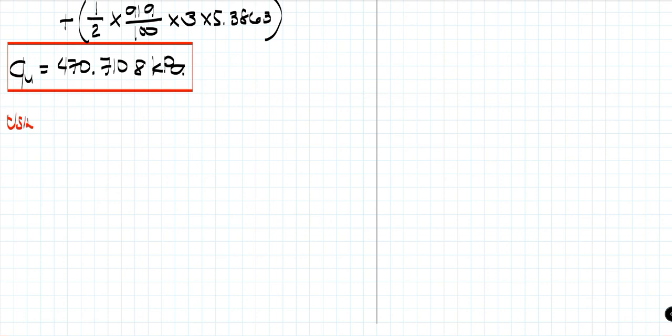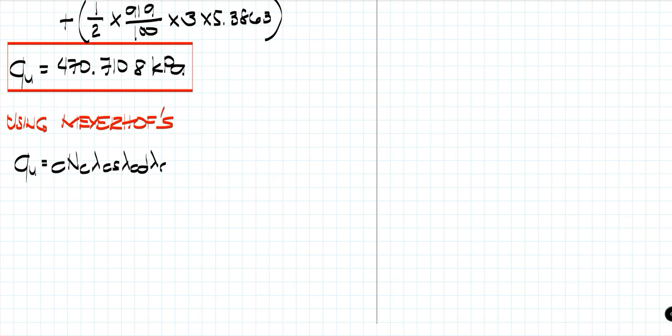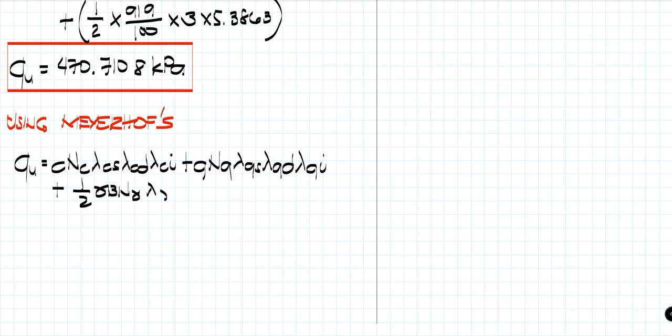So, for our Meyerhof's equation, so using Meyerhof's, so we have here the equation of Meyerhof's will be QU is equal to the CNC times lambda CS, lambda CD, lambda CI plus the QNQ, lambda QS, lambda QD, lambda QI plus 1/2 gamma B and gamma, lambda gamma S, lambda gamma D, and lambda gamma I.